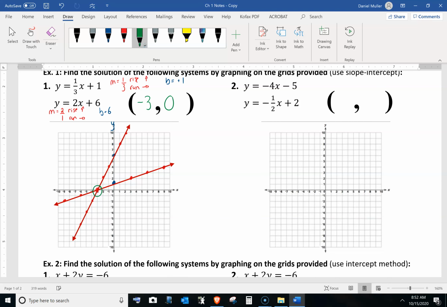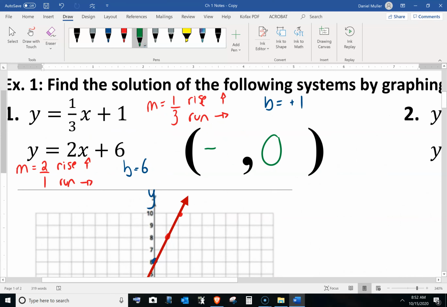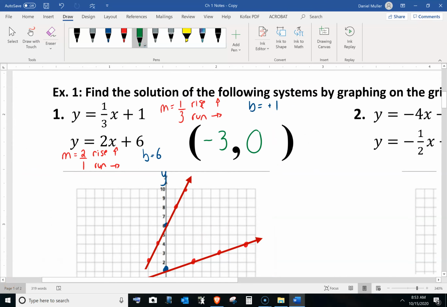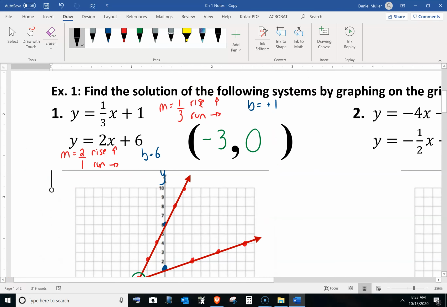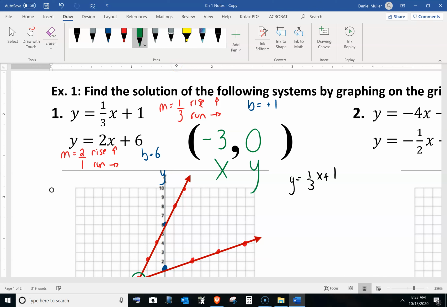And so we're not going to do this here. You're not going to be required to do this, but I'm just going to do this right now. Take this first equation, y equals a third x plus 1. And now this is an x and a y. So the y is 0, so I'll make the y 0. And the x is a negative 3. So 0 equals a third times negative 3 plus 1. So I input the y and I input the x.